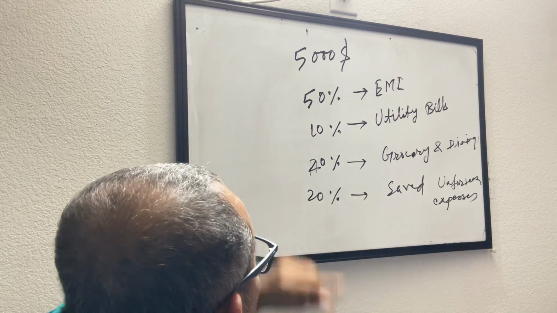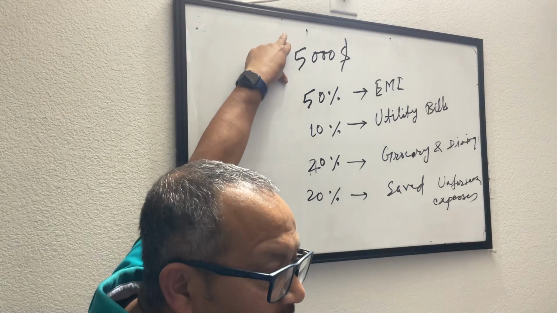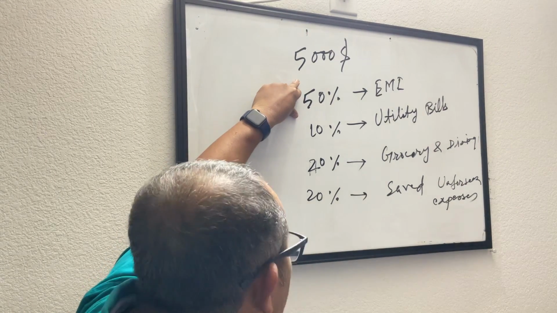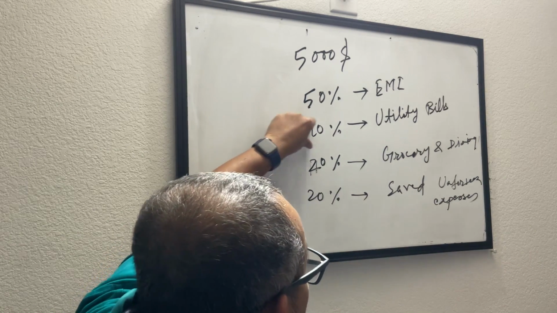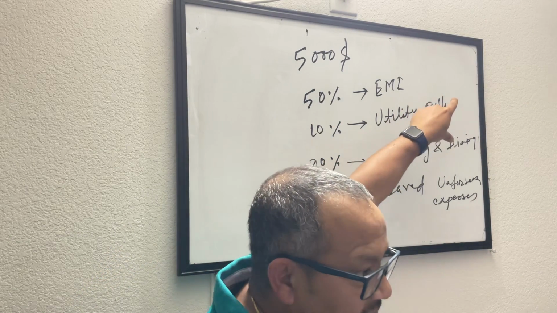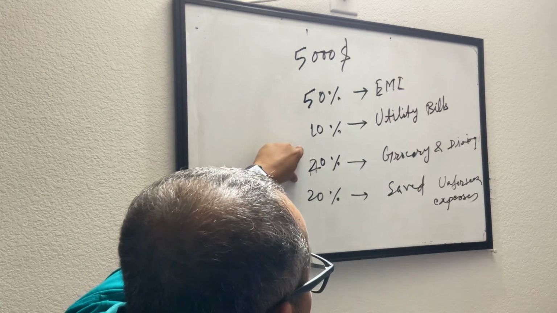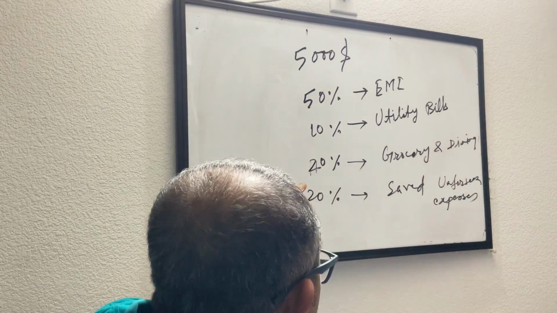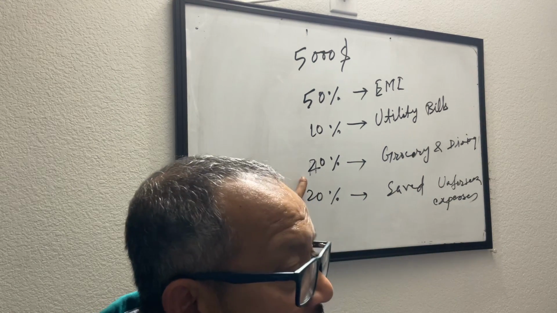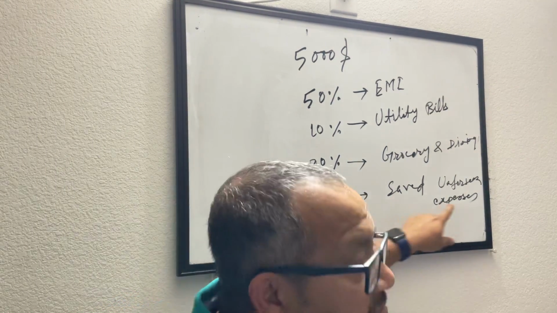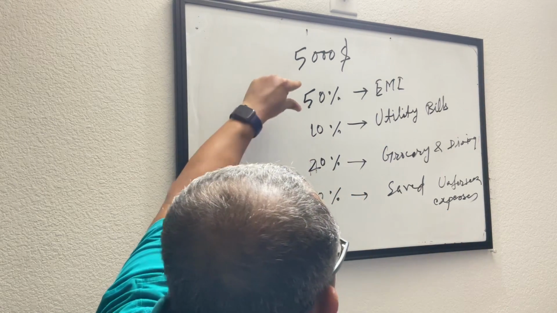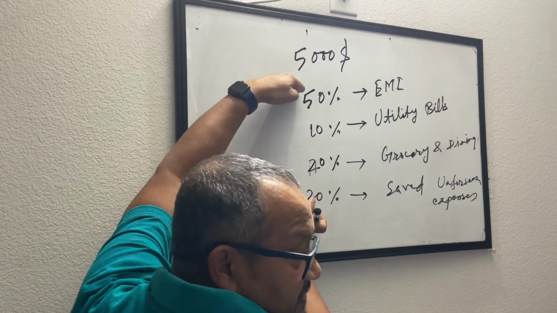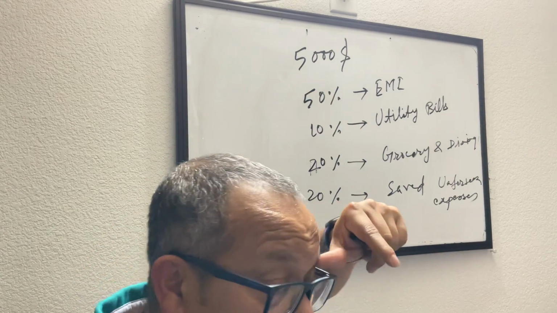Nothing. I get $5,000 per month as salary. 50% of that I am using for paying EMI. 10% I am using for utility bill payment. 20% I am using for grocery and dining out. Remaining 20% I am saving for unforeseen expenses or medical. So 50 plus 10, 60 plus 20, 80 plus 20, 100. Total 100% is planned. Okay? I think I got it.